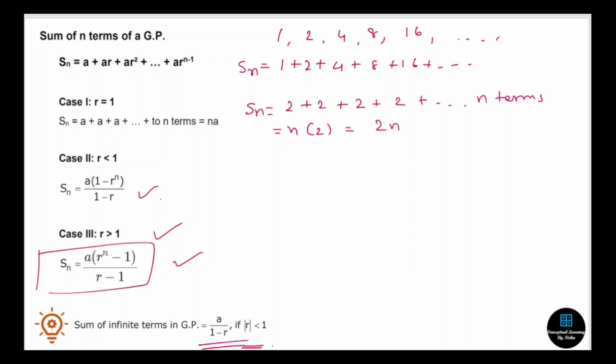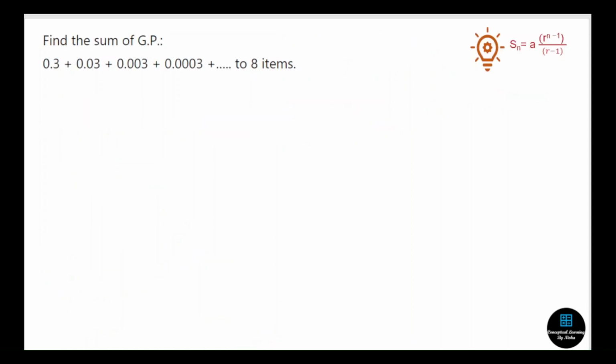Alright, let's understand with an example. Now a GP is given and we have to find the sum of these 8 terms. So let's list down what is given to us. First term, a equals 0.3. The ratio r: if I multiply by 0.1, I'll get the next term, correct? So r is 0.1. And now I can apply the sum formula. Now here r is less than 1.